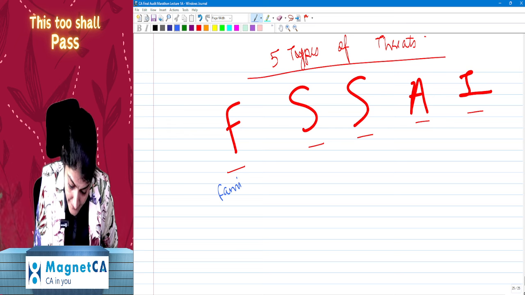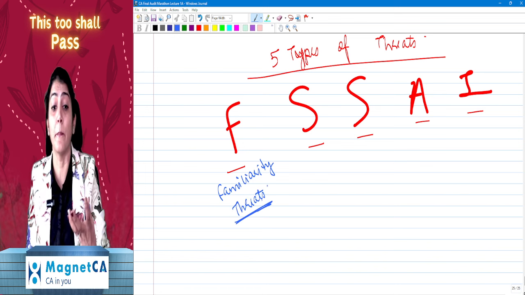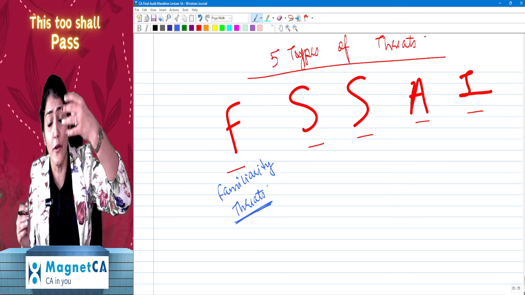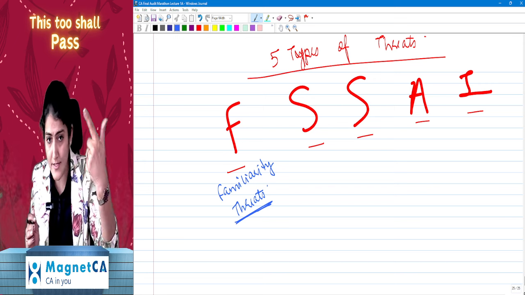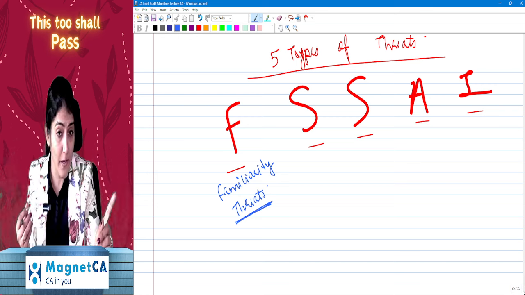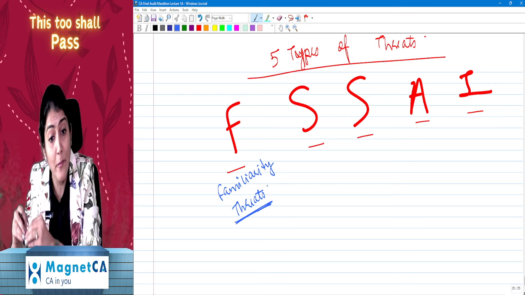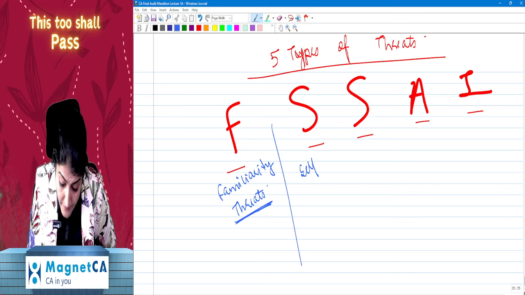The familiarity threat. Like in the Companies Act, why did it introduce the concept of rotation of the company auditor? Because of the familiarity threat, because 30 years, 40 years, the same audit firm was doing the audit. It says now for a listed entity, and some classes of company, the same firm cannot do the audit for more than 10 years. After that, there has to be a cooling period of 5 years. Then you have the self-interest threat.